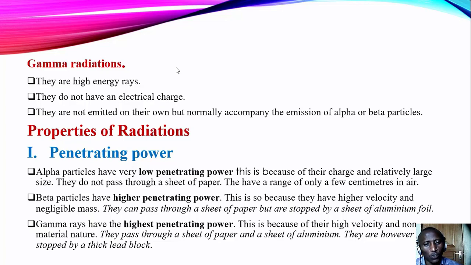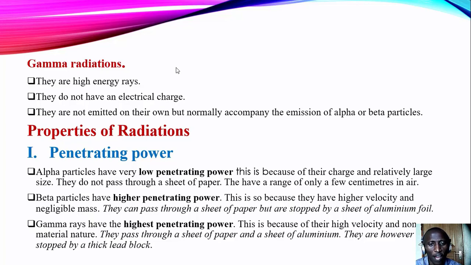Let's look at beta particles. Beta particles have a relatively higher penetrating power than the alpha particles. This is because they have a higher velocity and they are of negligible mass. They can pass through a sheet of paper, but they are stopped by a sheet of aluminium foil. Remember, alpha particles do not pass through a sheet of paper, but beta particles do pass through the sheet of paper, but are stopped by a sheet of aluminium foil.